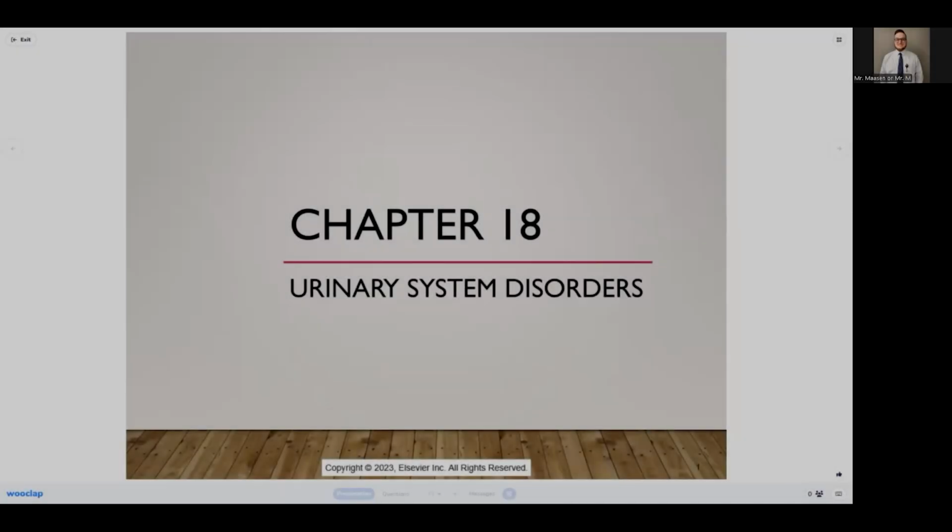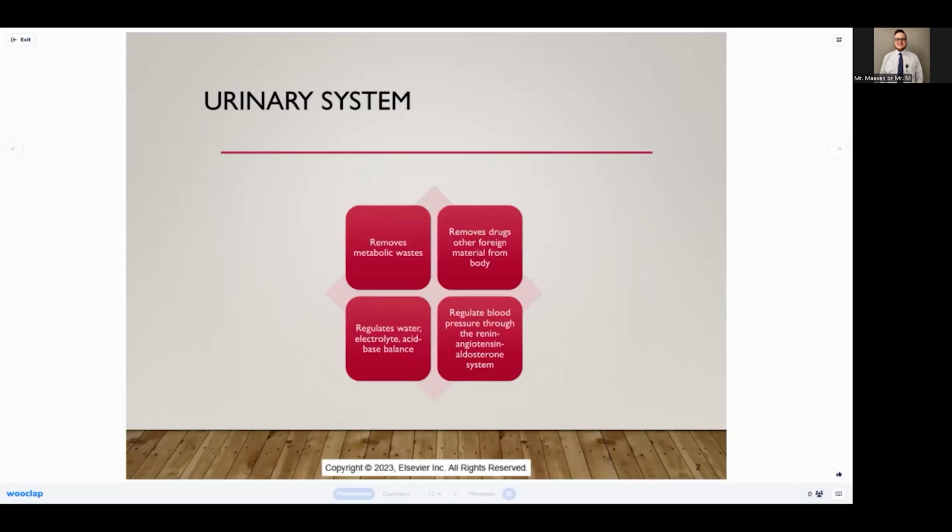All right. We're talking about urinary system disorders, chapter 18. We're moving on through unit 2. We're now in the third chapter. So, a urinary system, what's the goal of the whole thing here? Well, remove any metabolic waste, remove drugs, other foreign material. Big part of regulating our water, electrolyte, and acid base balance.